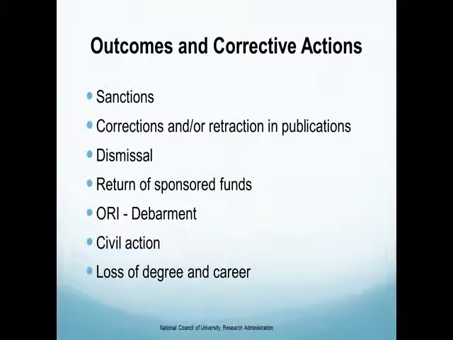Some of the outcomes and corrective actions for misconduct are sanctions, corrections and retraction in publications, dismissal, return of sponsored funds, debarment from the Office of Research Integrity, that is a federal agency, right? Civil action, which is not good, you're going to be sued, or a loss of degree and career. Here at East Carolina, we take scientific misconduct, research misconduct very seriously. If there is any kind of allegation, I'm going to be the one to investigate, right? And I'm going to get everything to make sure that we come up with whether the allegation is forthright or not, okay? But we take it very seriously. And these are some of the outcomes that can come out of it.